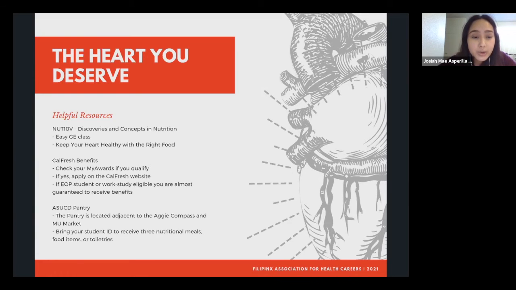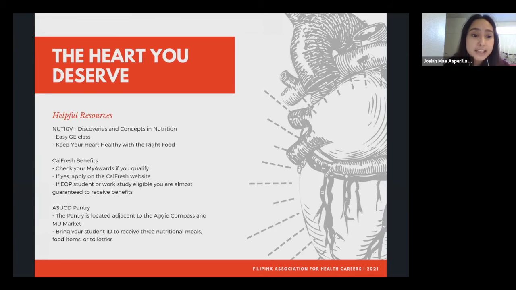Once you get your CalFresh card, you can use it to buy anything you want in the grocery market, but it can't be any hot foods. It has to be foods like vegetables, meat. You can buy almost everything with it. I highly recommend it if you're on a budget, and you can also choose healthier food alternatives if you have the CalFresh card.